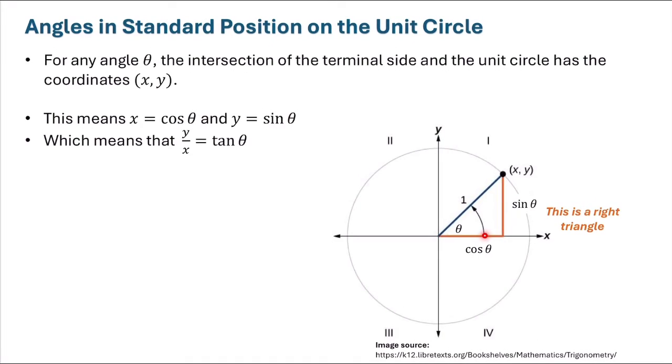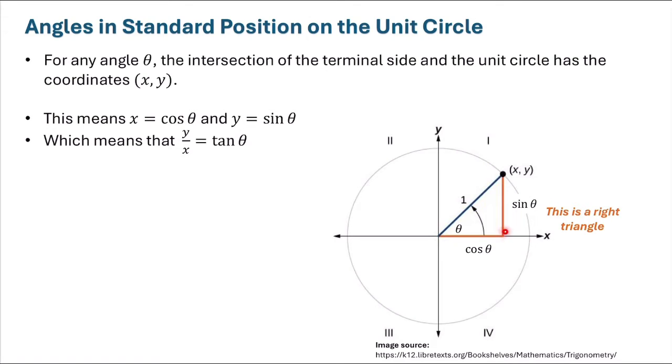If we have an angle theta, like shown here, that's in standard position on the unit circle, the intersection of the terminal side and the unit circle will have the coordinates x, y. And what's interesting about these coordinates x, y is that x tells us the value of the cosine of theta, y tells us the value of the sine of theta. And then if we take the ratio of y over x, that's going to equal the tangent of theta.